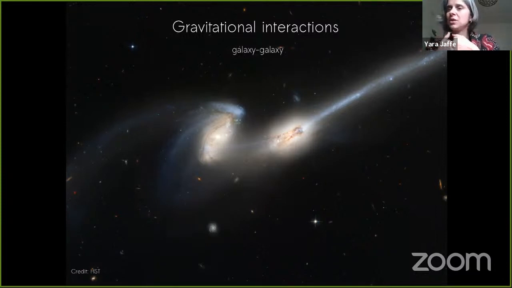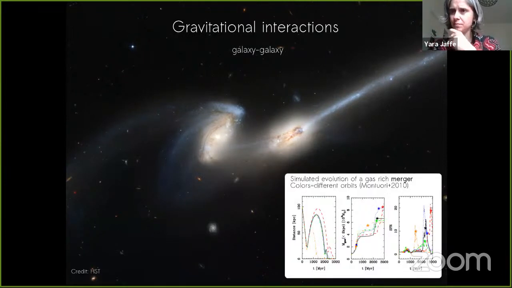So in gravitational interactions, the most obvious interaction you can have is between two galaxies. You have galaxy mergers. When you merge two spiral galaxies, for example two gas-rich spirals, we know from observations and simulations that you can end up with a big, massive elliptical galaxy. During this merger process, you can compress the gas, have bursts of star formation, and you consume all the gas that you had in these galaxies originally. And at the end, you will have a gas-poor elliptical.